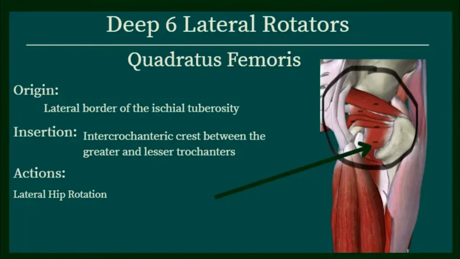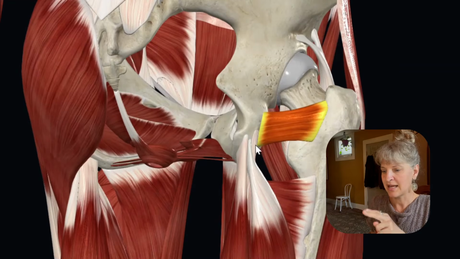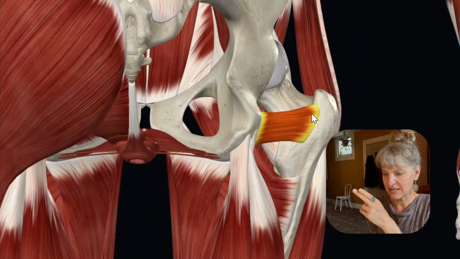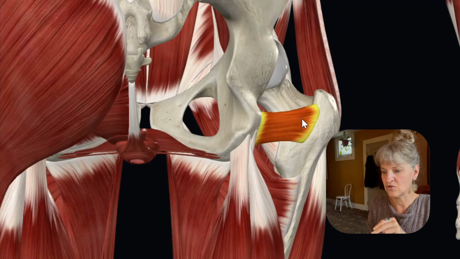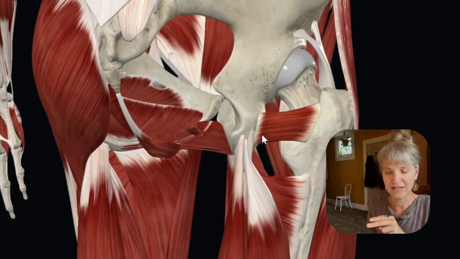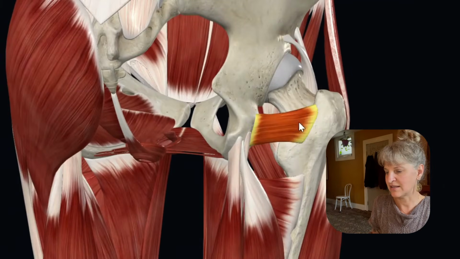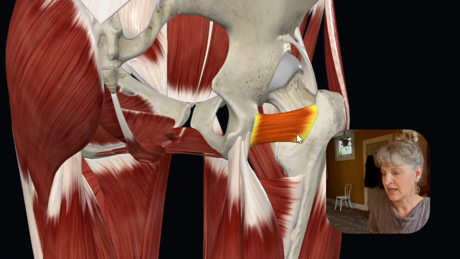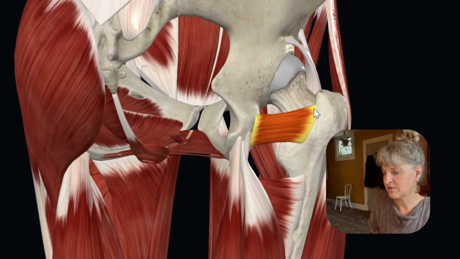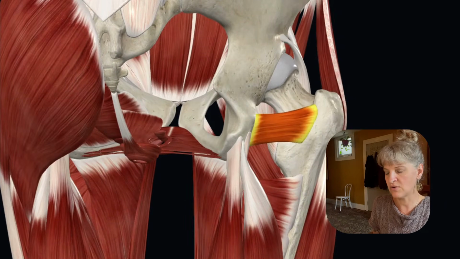But finally, the Quadratus Femoris, it starts at the lateral border of the ischial tuberosity, and it attaches, spanning across the intertrochanteric crest between the lesser and greater trochanters. So that's this little lip right here. And yeah, that's the final one. It can get really tense. That whole set of muscles can get really tense for people. And it can feel really, really good to get some deep work done in there if your clients are into it.